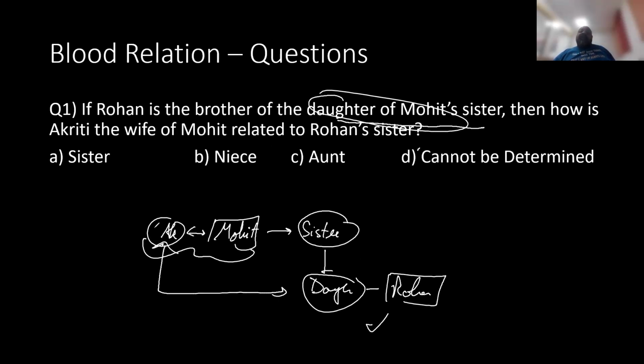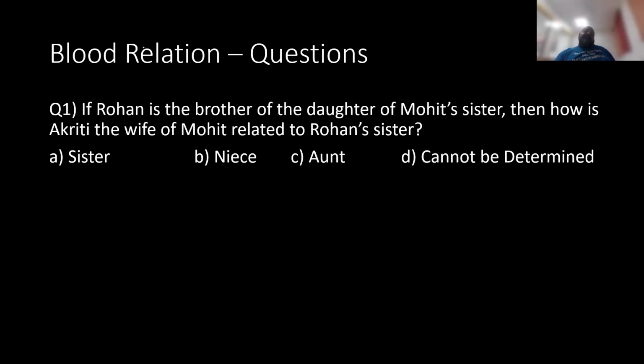Clearly, Akriti is the aunt of the daughter. Because it says Akriti's relationship, the answer will be Akriti being an aunt. We know she is a female. If the question said how is the daughter related to Akriti, the answer would become niece. But here it says how is Akriti related to Rohan's sister? Akriti is the aunt of Rohan's sister, and therefore option C becomes the answer. Right? Another question on similar lines.